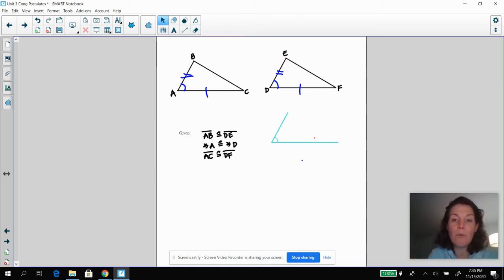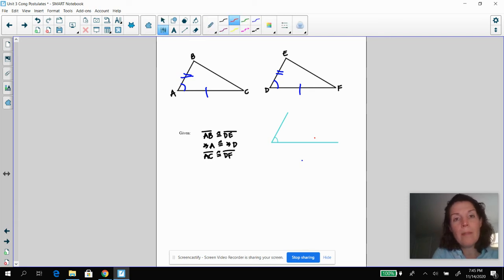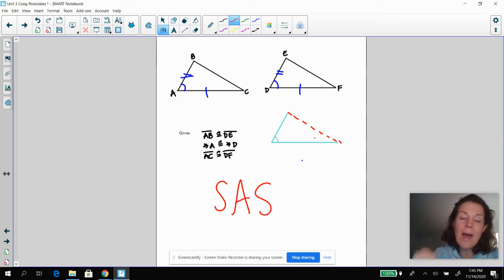So given these parameters, look what happens here. I've got my side, I've got my angle, and I've got my side. See how I've just created another triangle that is the exact same as those other ones. So given those parameters, there's literally only one triangle that I can make. So this is another congruence postulate, and this is what we call the side, angle, side congruence postulate. Side, angle, side. So that's our second one.